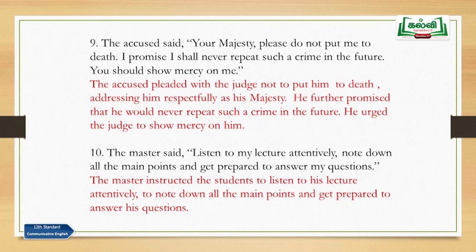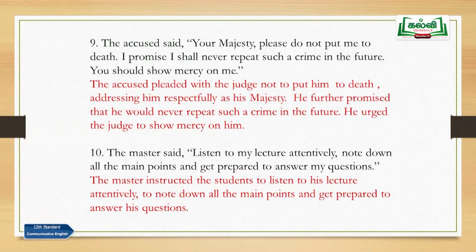So the first point, the accused pleaded with the judge not to put him to death, addressing him respectfully as His Majesty, Your Majesty. So it is a respectful term, my Lord. All these are terms of respect. So the accused is actually asking the judge for mercy. So he respectfully calls him His Majesty. He further promised, so that is how you move on to the next sentence. You give that word further. He further promised that he would never repeat such a crime in the future. So shall should not be changed to should. Instead, you just change it to would.